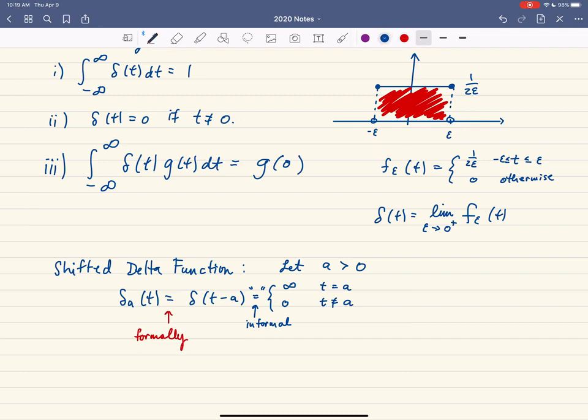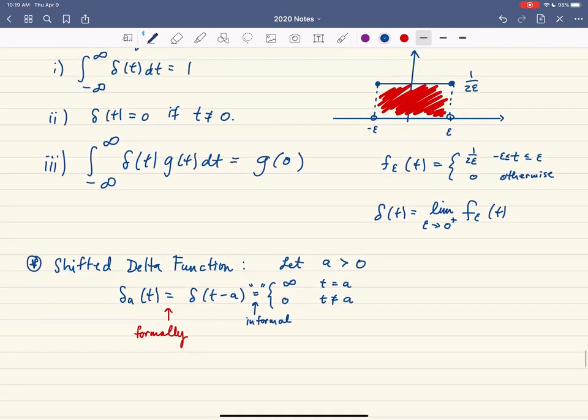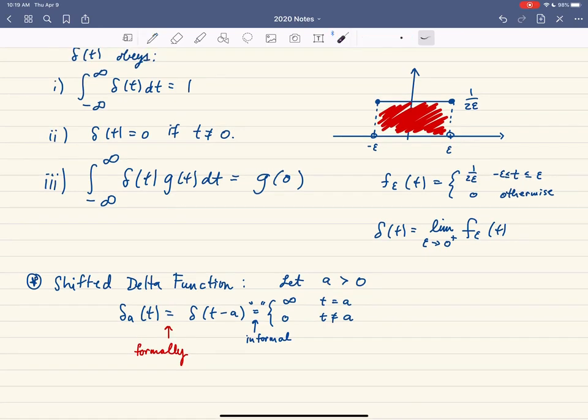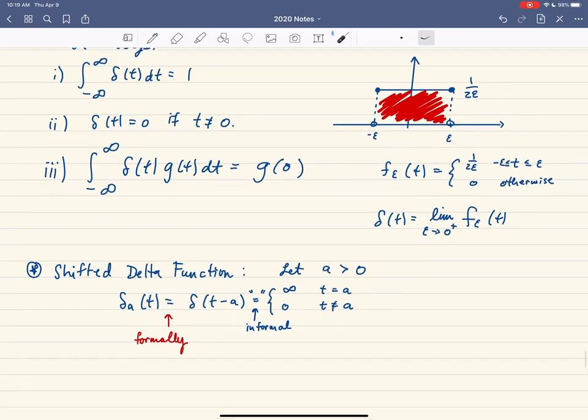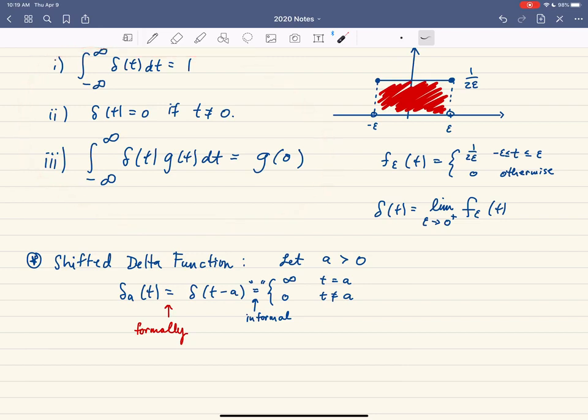Once you have a delta, you can shift it that way. And so this is called the shifted delta function. And again, this has the same properties. I'm not going to rewrite this, but replace all the zeros over here with a's, and you get the properties that we're talking about. So if you were to integrate delta sub a of t from negative infinity to infinity, you'll get 1. Delta sub a of t is going to be 0 if t is not equal to a.